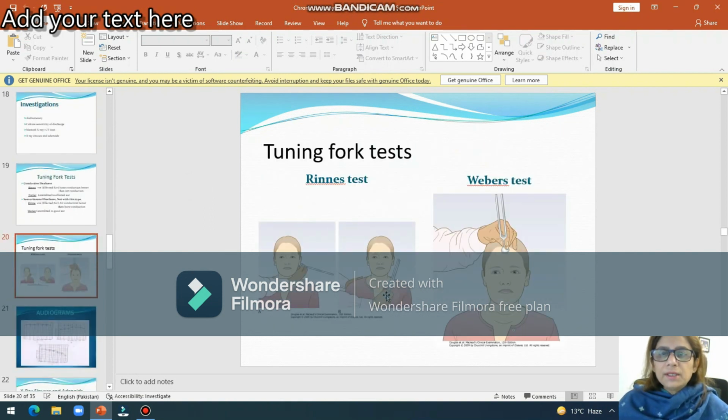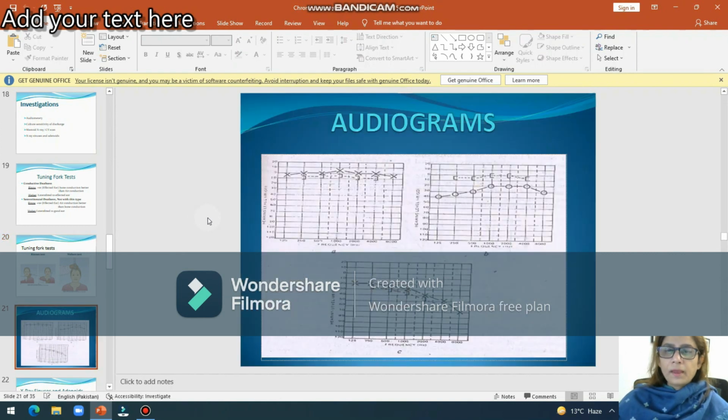So this is Rinne's test. First you will put the vibrating tuning fork in front of the ear, then over the mastoid. The patient will hear better when you put the tuning fork over the mastoid. So it is the left ear. When you are performing the Weber test, Weber will be lateralized towards the left ear.